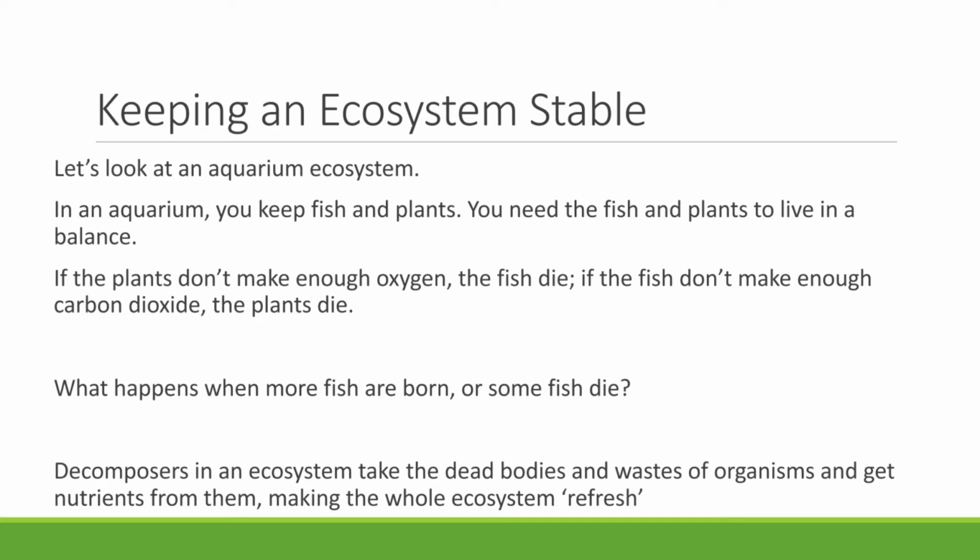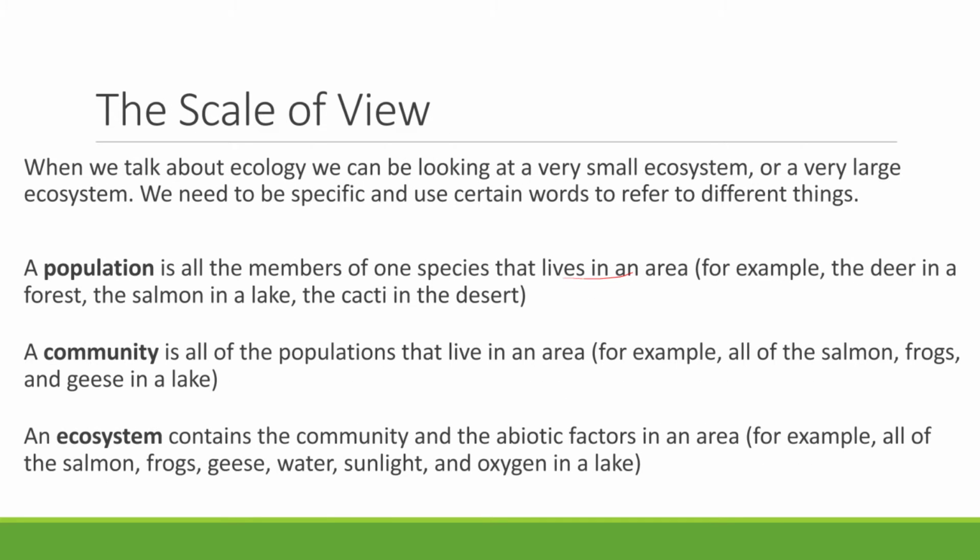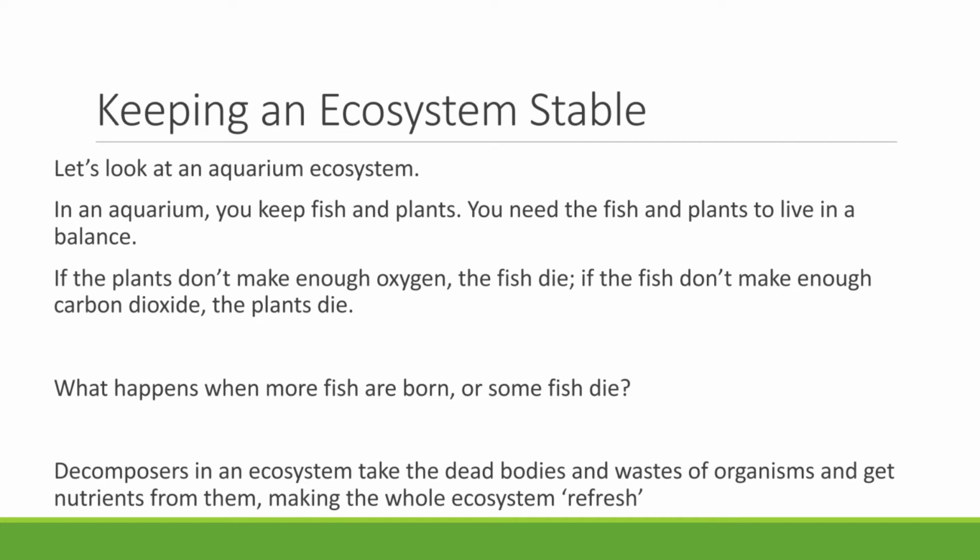If we talk about just the population, right? If we go back a slide here, right? If we talk about just the population, we're looking at just one type of organism. So if we're looking at the population in our aquarium example, we're looking at just the fish or just the plants. If we look at the community, right, it's the in-between. It's the step in between. We're looking at the plants and the fish. And then ecosystem is going to be the whole thing.